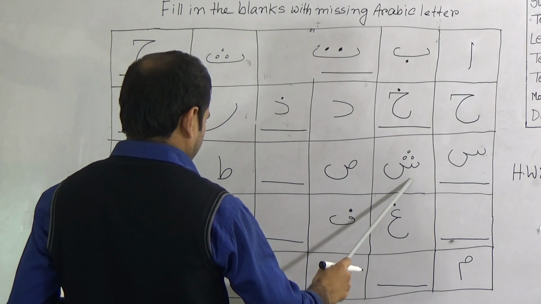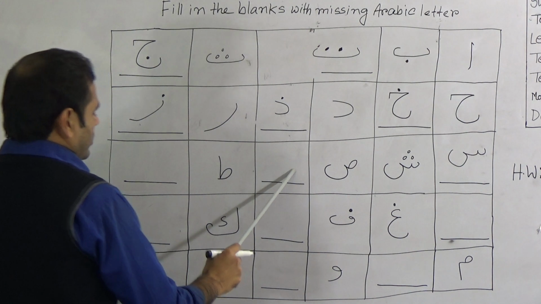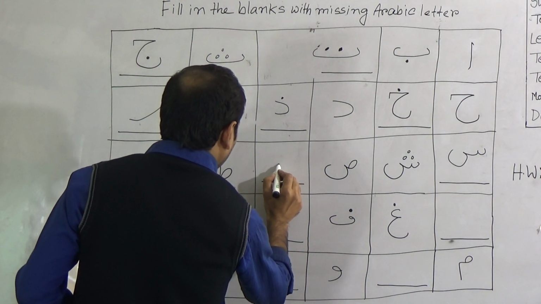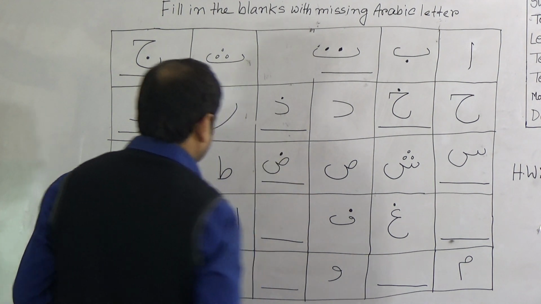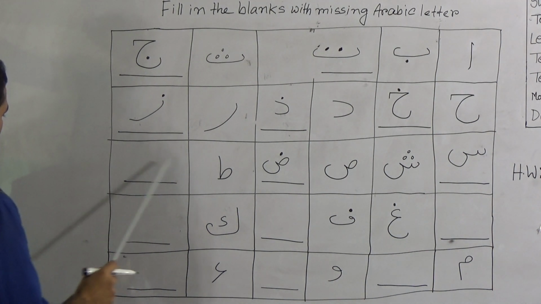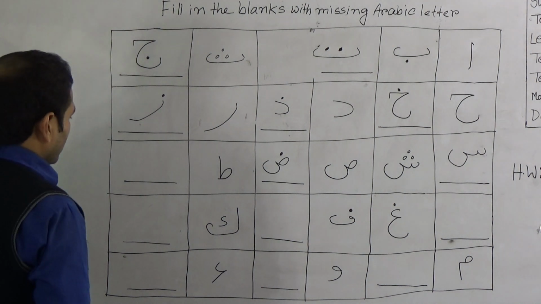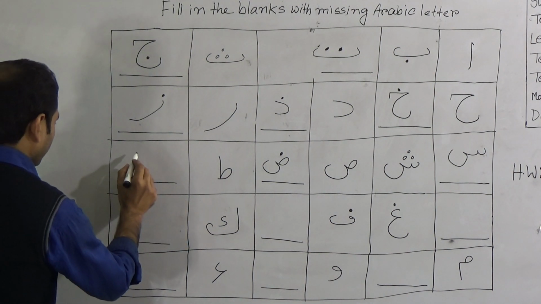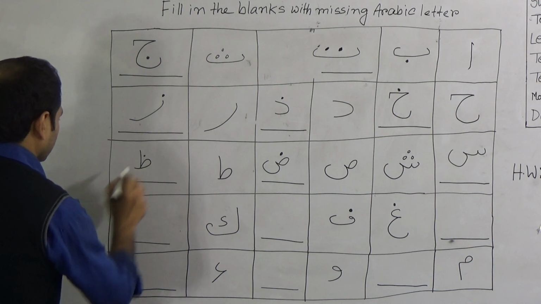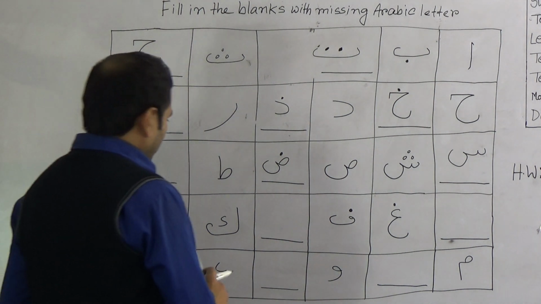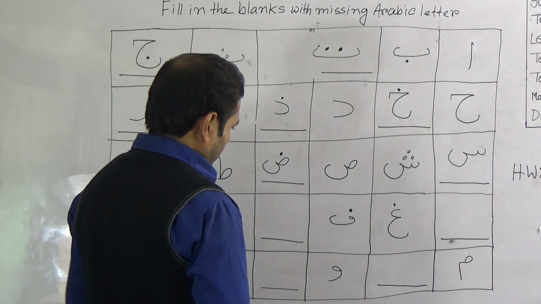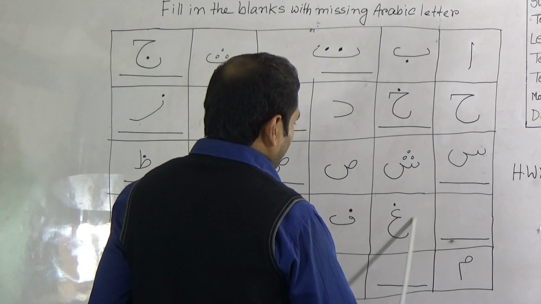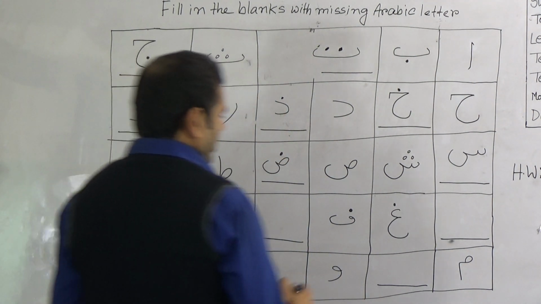So Sin, Shin. Now Swad is given. Swad, blank. Which letter will be here? Students, I think all of you know that Duad will be here. So we'll write Duad. Now Tua, blank. Dear students, which letter comes after Tua? We know that Zua comes after Tua. So it will be Zua. Now Zua, blank, Guain, Fa. Dear students, here is the gap. Which letter will be here before Guain? We know that Ain comes before Guain. So here will be Ain.